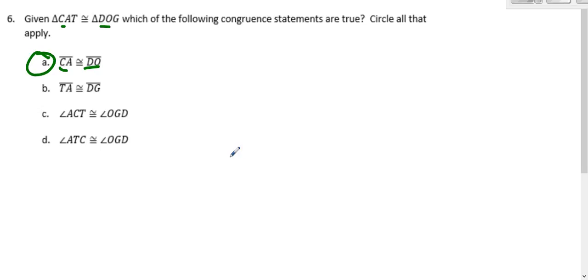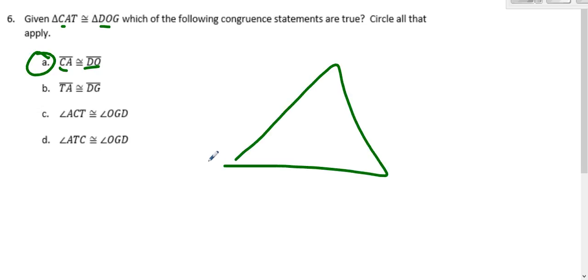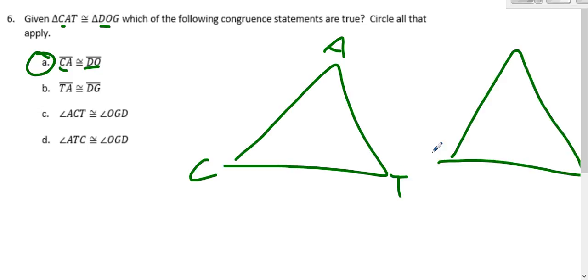You could also do this by drawing it out. As long as you label it in corresponding order, it works out. So CA, this side would match up with DO, which is that side. That's true. TA would be the right side. DG is the bottom side. That's false.